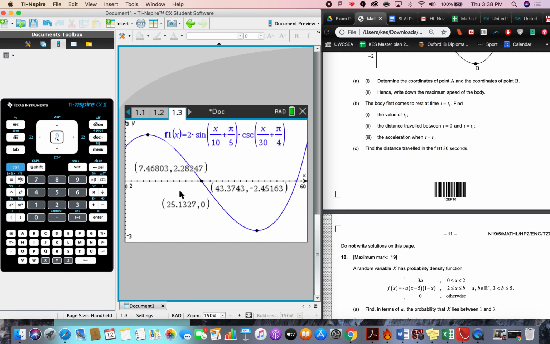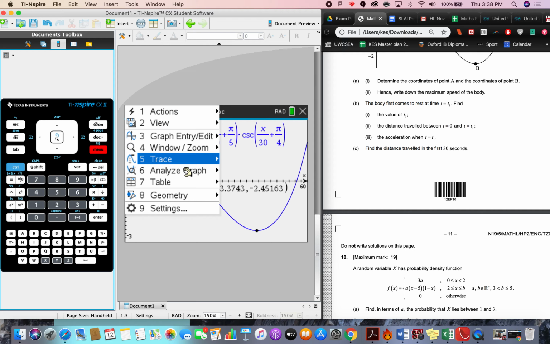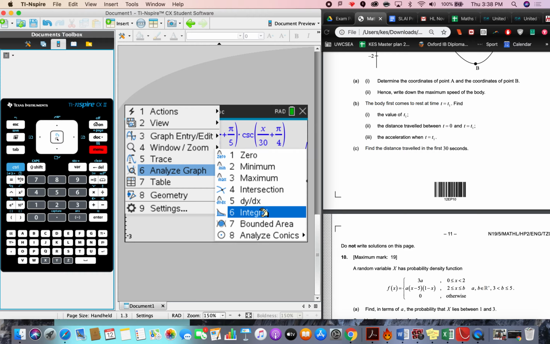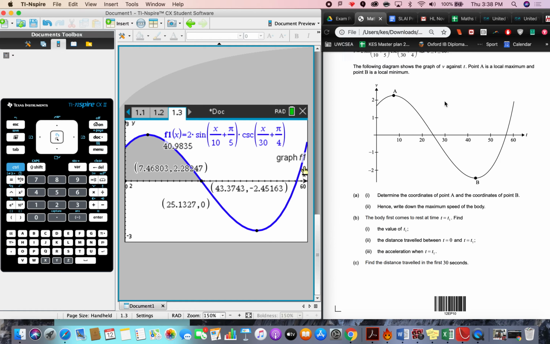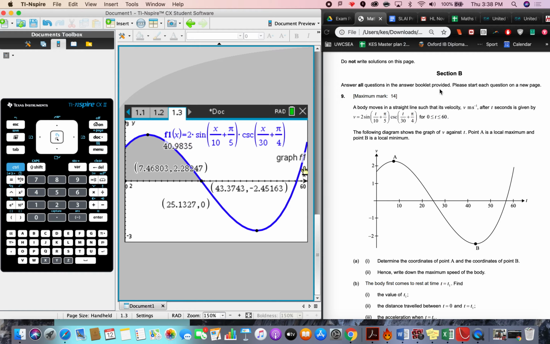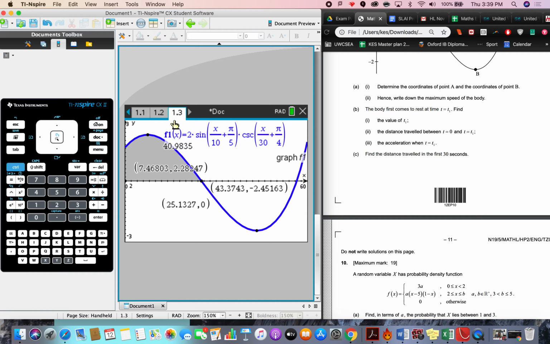The distance travelled between t equals 0 and t equals t of 1. Area bound by the velocity time graph. But remember, it's the positive area that we want. Menu, analyze graph. Integral between, type in 0, enter, point to the intersection point. Distance travelled, 25.1 meters, because I think this is velocity in meters per second. Yeah, 25.1 meters.